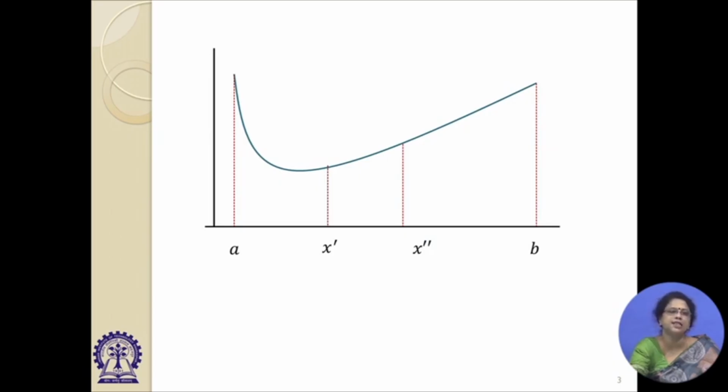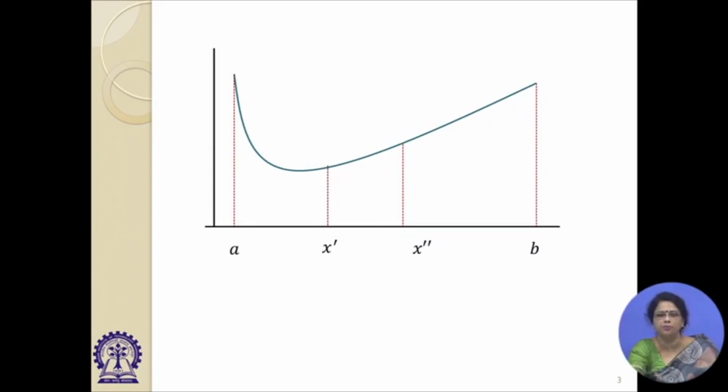That is why if we are searching for the minimum of the function, we know the function has a mode within the range, and we are trying to find out the minimum of the function. That is why we are sure that within x double prime to b, the function cannot have the minimum value. That is why we will eliminate that region. That is why the process is being named as the region elimination technique.